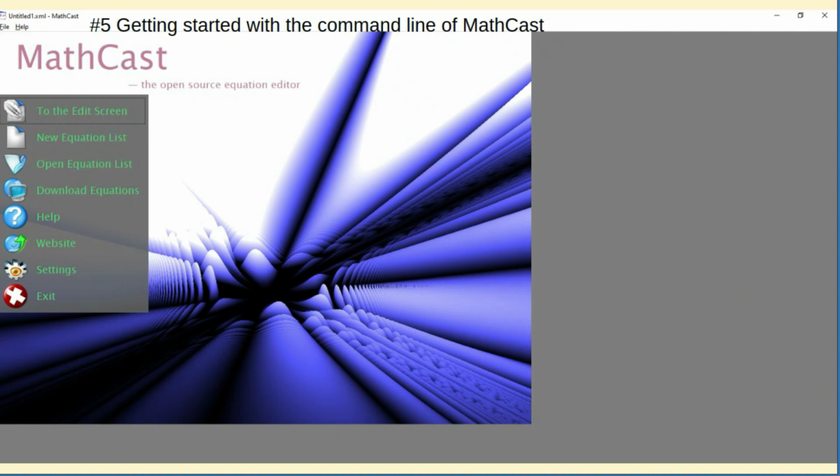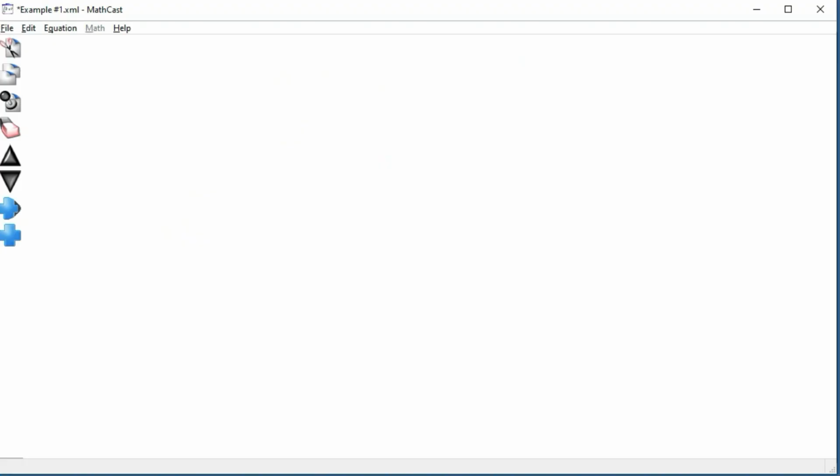Welcome to number 5 in this series of equation editor software, getting started with the command line of Mathcast. So we're going to look at how we start entering characters into this command line, and I'm going to do the example of the 3 most famous equations of all time as voted. So I've brought up a screen.